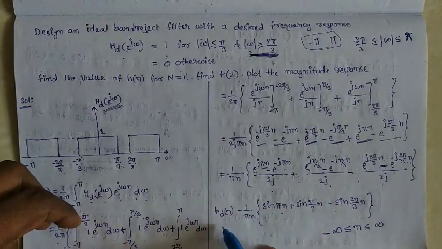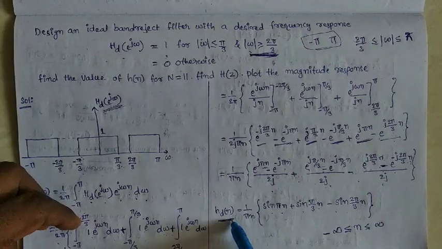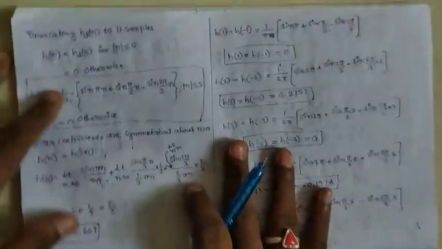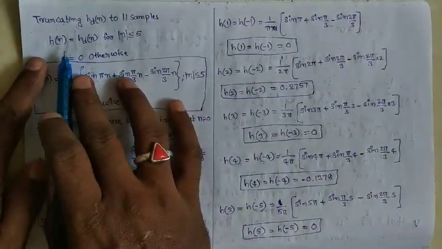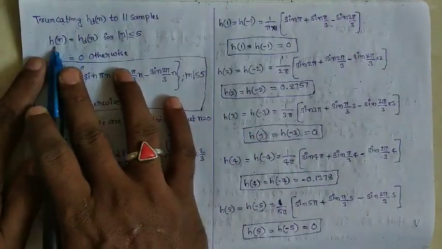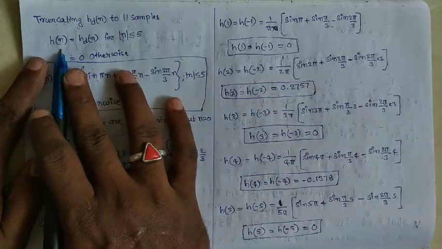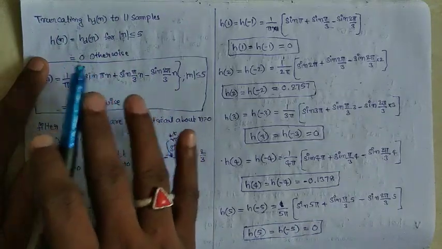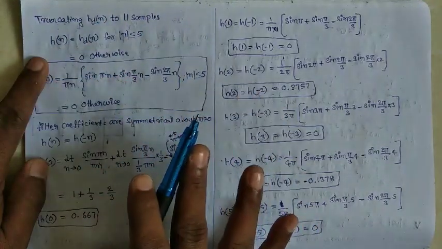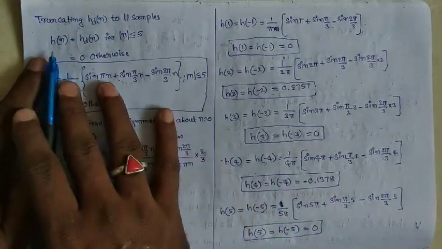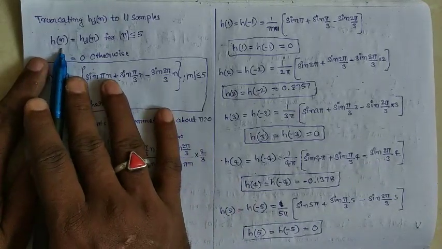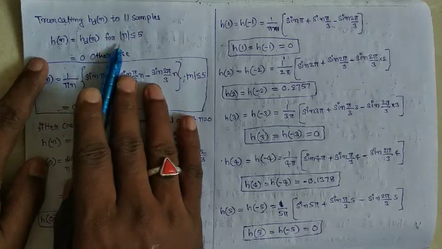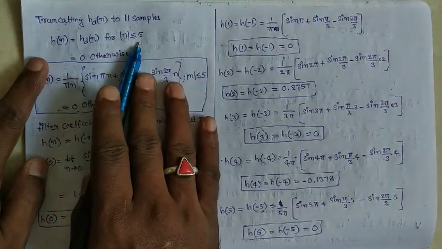Here now we are truncating this hd of n to what? Capital N samples. Capital N means 11 samples. Here h of n is equal to what? Here the impulse response, I am writing impulse response h of n is equal to hd of n. This is our second step. Second step is truncating the hd of n to capital N samples. Here h of n, the resulting sequence I am considering as h of n. h of n is equal to hd of n for mod n less than or equal to 5.